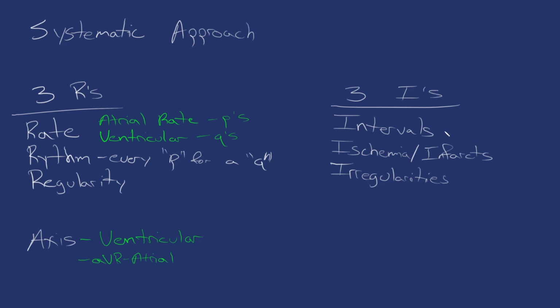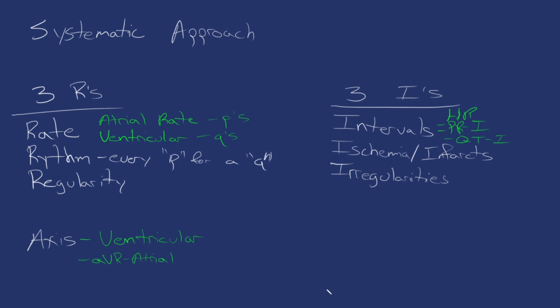With intervals, we want to count everything out. So we're going to get our rates, right? We'll get our precise heart rates. We'll get our PR interval, our QT interval, right? And we'll count those all out with our small boxes, big boxes, and everything.